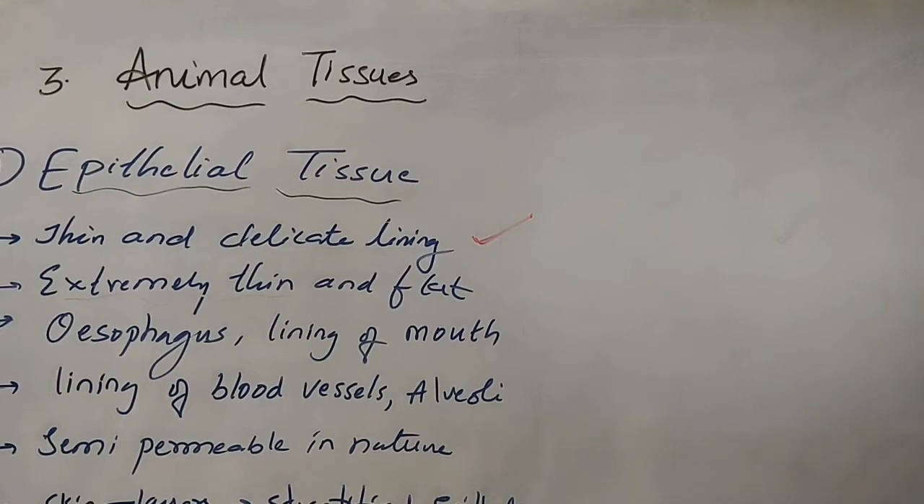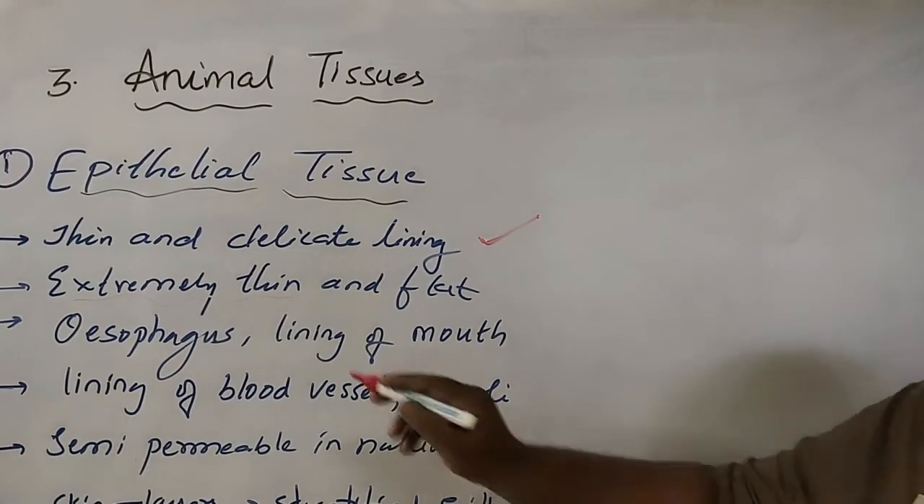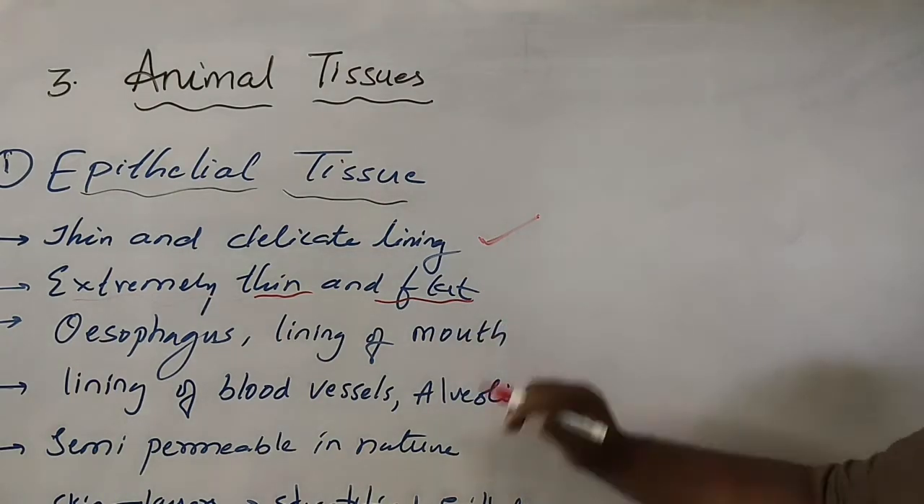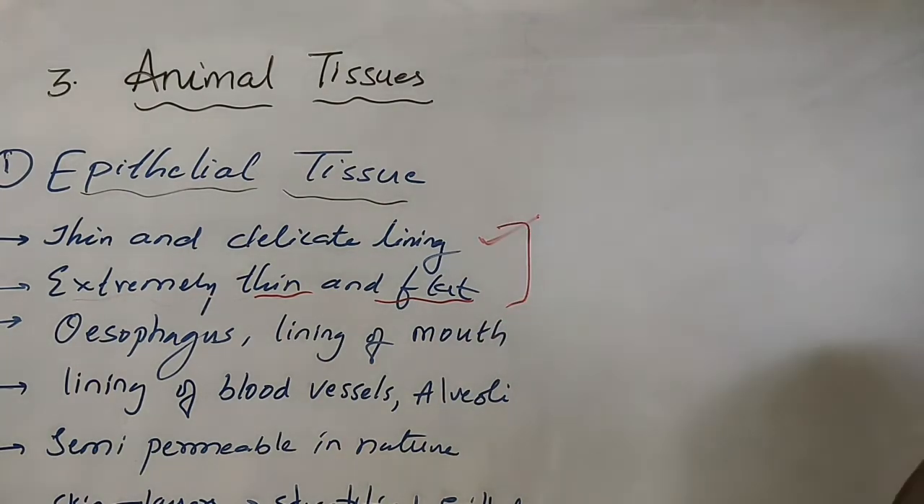Okay, you know what is flat? So they are very, very thin tissues, and also they are flat tissues. Now, where are these kinds of tissues present in our body? That's the question now. So we will try to answer that question.